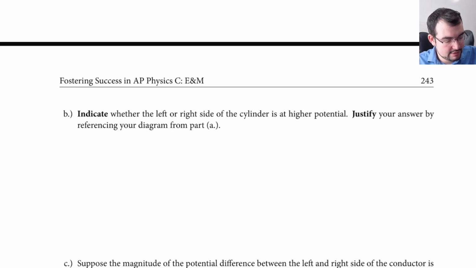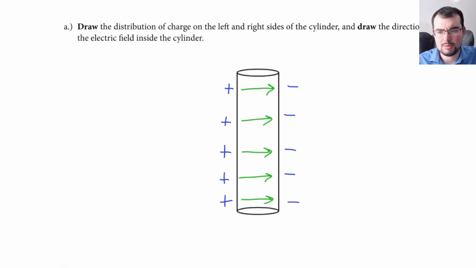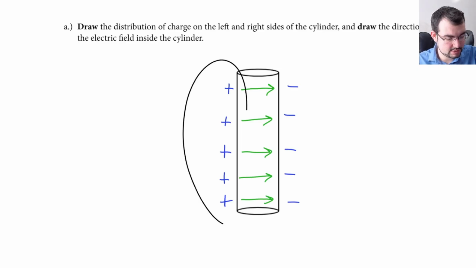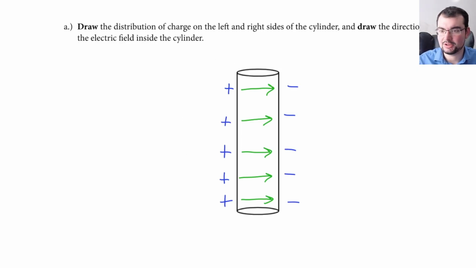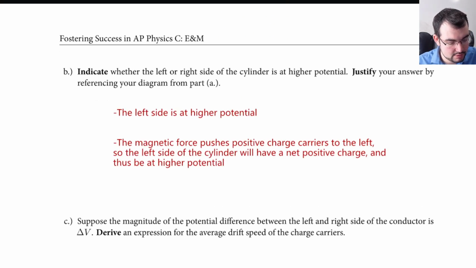So what side of the cylinder is at higher potential? Reference your diagram. Well, there's a couple ways of doing it. The easiest way is clearly the left side of the cylinder is at high potential because that's where the positive charges are going. Or remember, we have another rule that says the E field points downhill. So if E is pointing to the right, the right side of the cylinder is at low potential, so the left side must be at high potential. I picked the simple argument.